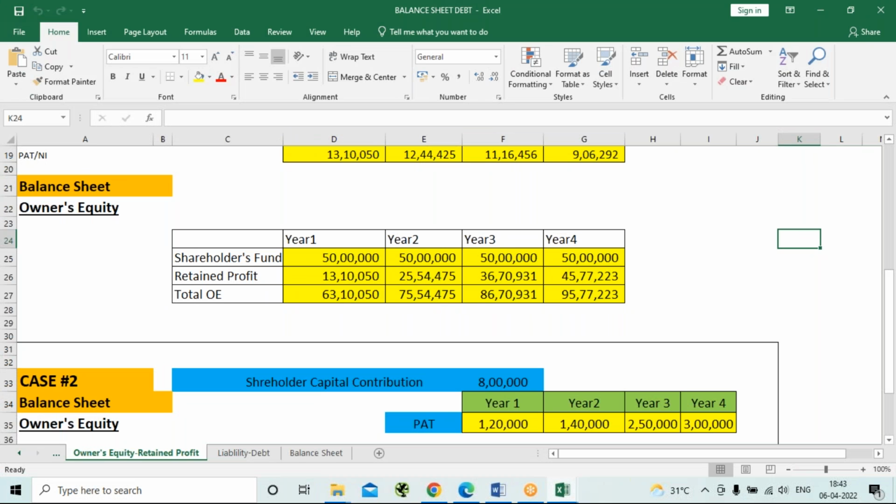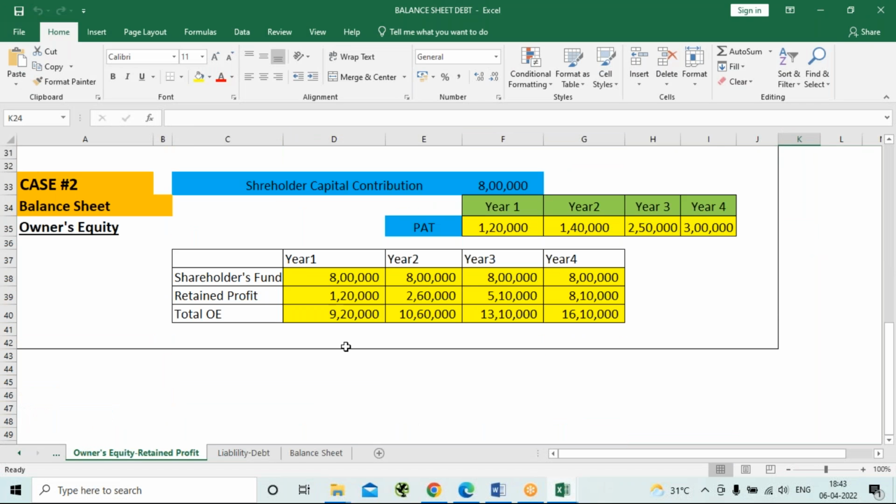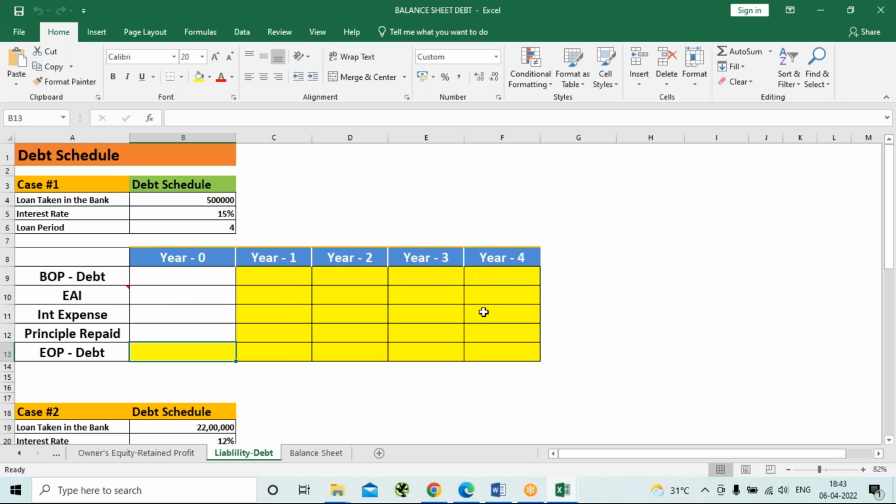Hope my screen is visible to everyone. So it was done till here. So now let me do the calculation of the debt schedule. If you remember, how did we do the calculation of the installment? Do you remember? How did we do the EMI calculation?